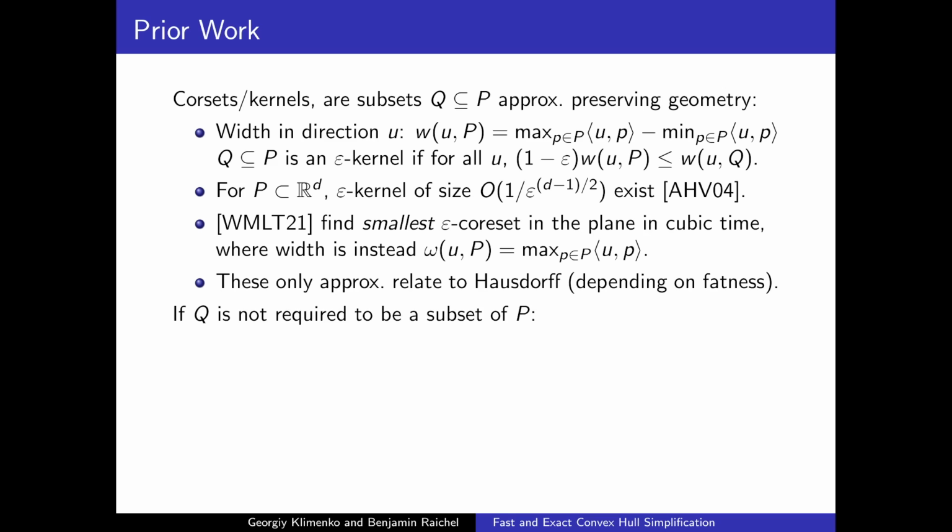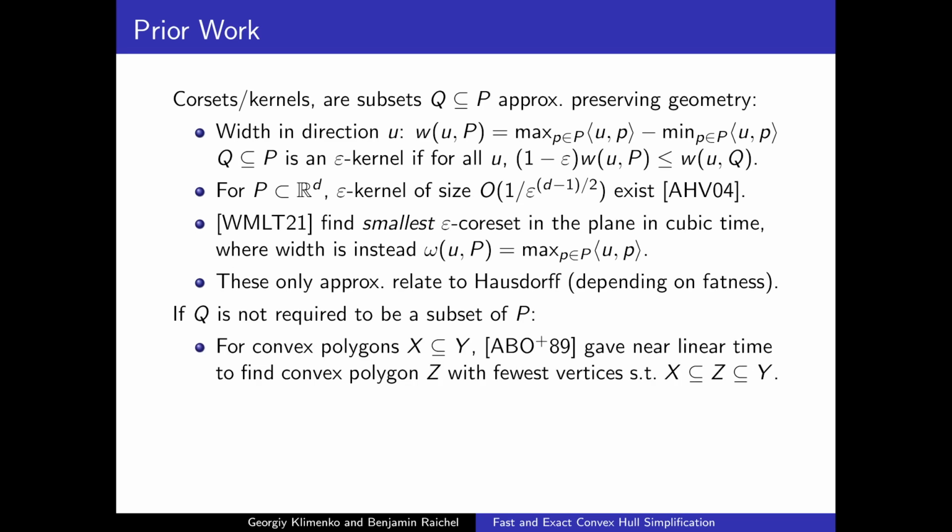Now also some problems where Q does not have to be a subset of P have been considered. A paper called Finding Minimal Convex Nested Polygons considered a problem where we are given two convex polygons where one is contained inside the other one. The problem is to find a convex polygon with minimum number of vertices such that it is contained between the two given polygons.